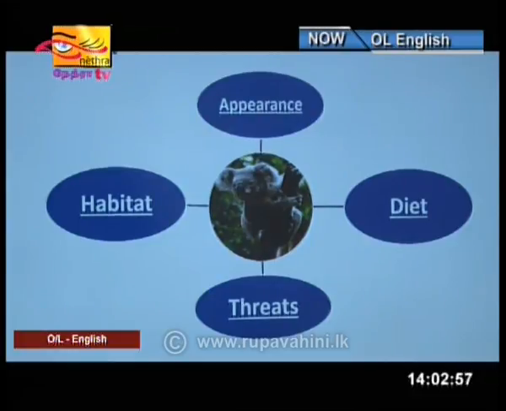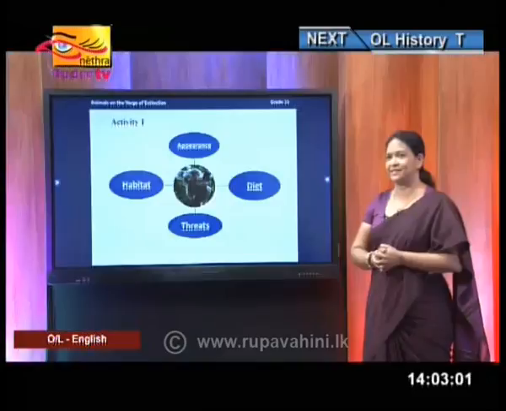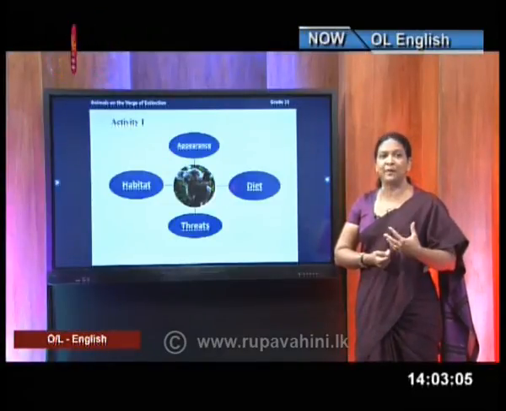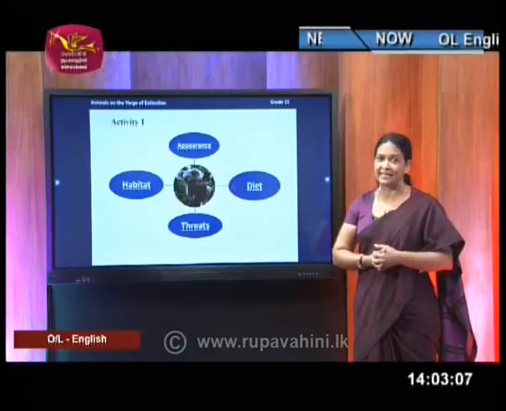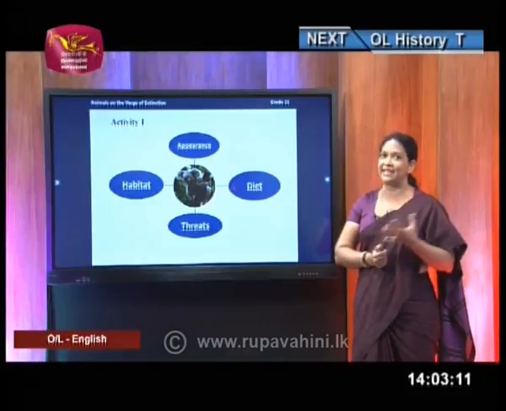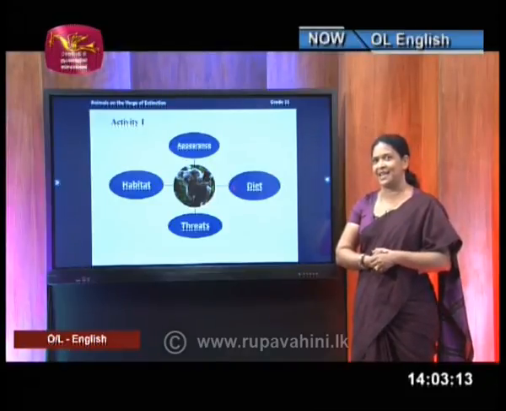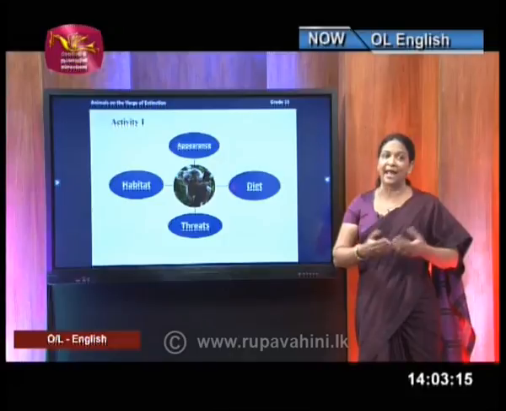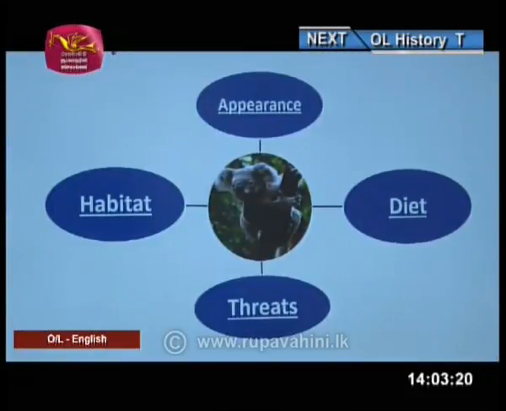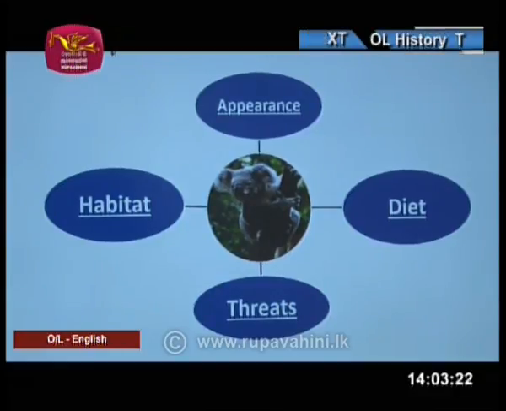Now, when we say the appearance of the koala bear, that means how it looks like. And then when we say diet, you have to tell me what the koala bear eats. And then when it comes to threats, you have to find out the dangers that they face. And when you talk about the habitat, you have to tell me after reading the text where they live, the place. Okay. Are you all ready?